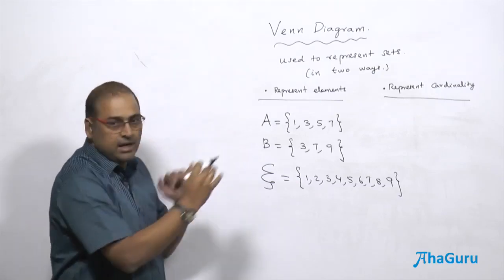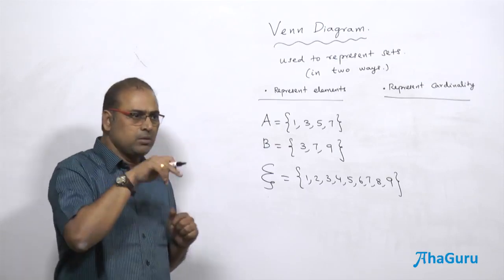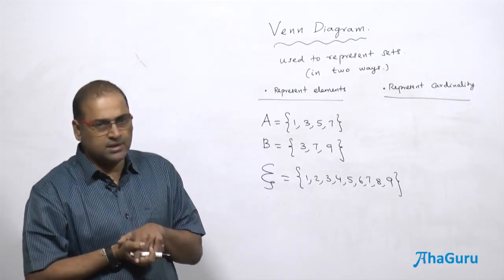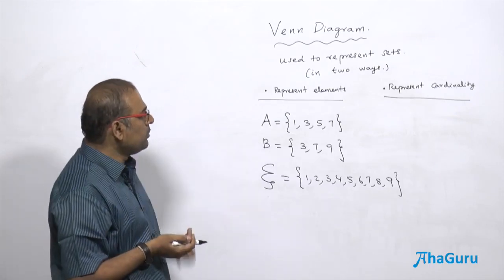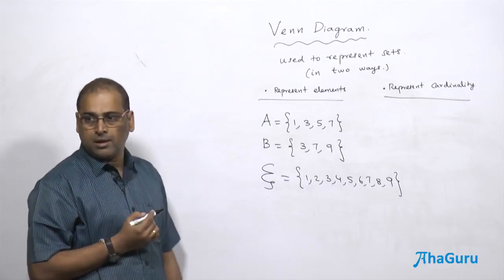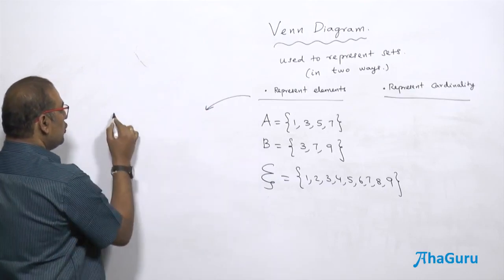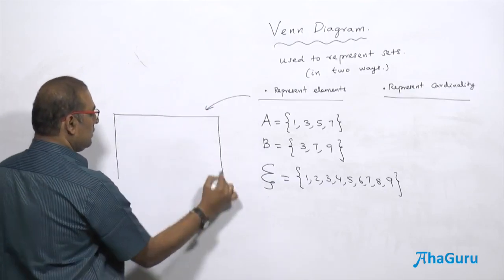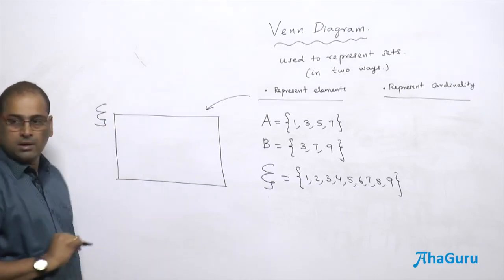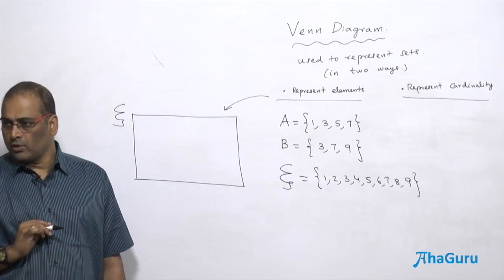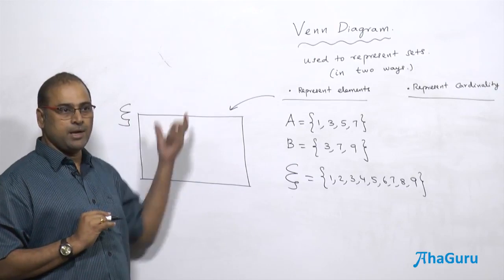This I can show diagrammatically instead of writing it out. Right? Usually for sets we can use geometric shapes like circles, rectangles, etc. So the first one is representing by elements. I can use a container. This rectangle container is for my epsilon, the universal set. So my A and B should be inside the container. It should not be outside the container.